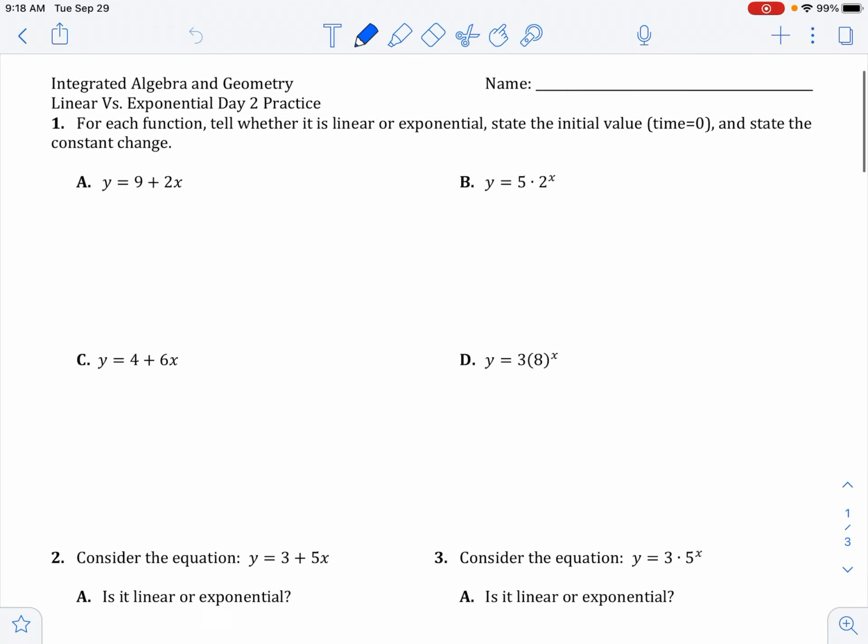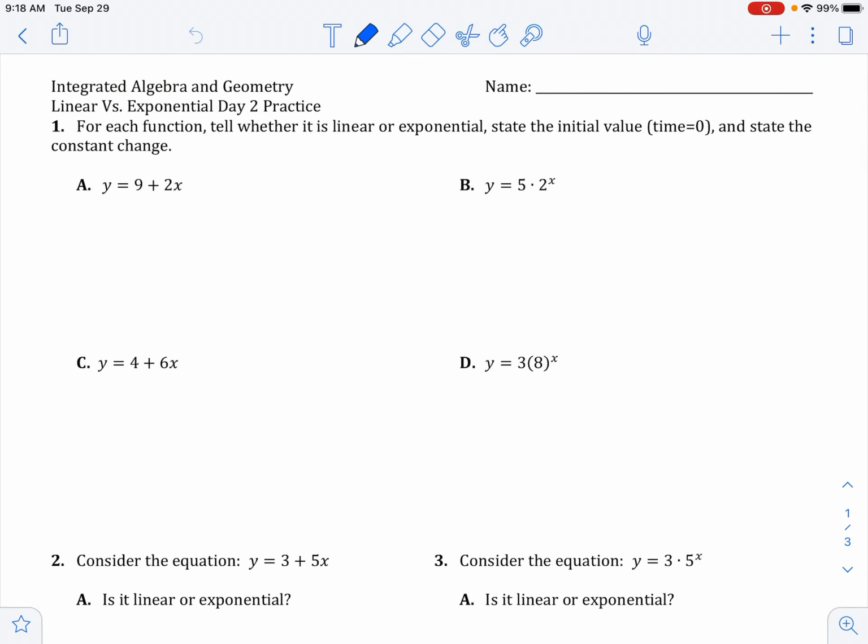All right, so now what we're going to do is some more practice on linear versus exponential. So please make sure you send this to Notability, because I'm going to ask you to pause the video, try it on your own, and then you can just check your answers. You can fast forward and just look at the end of the section.